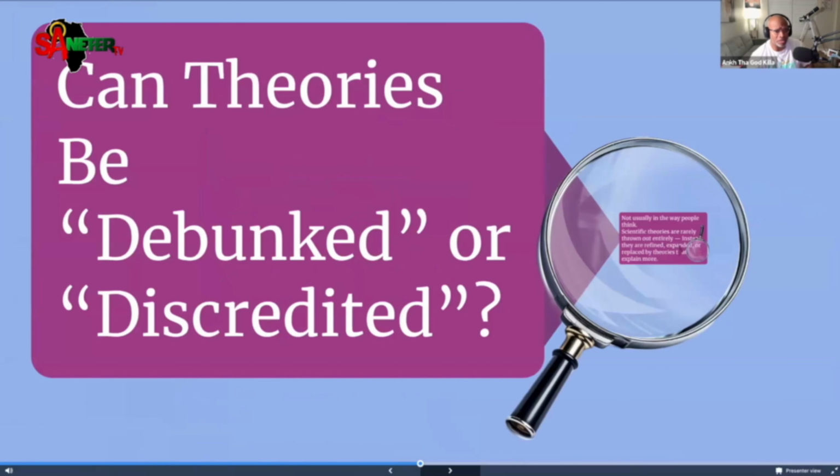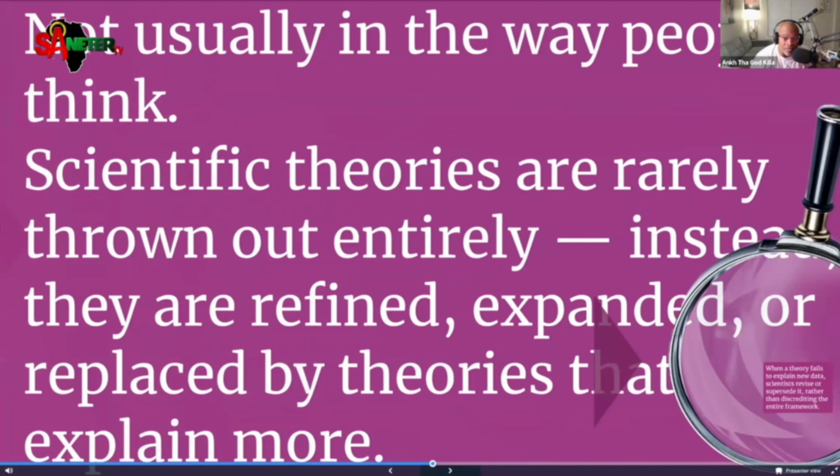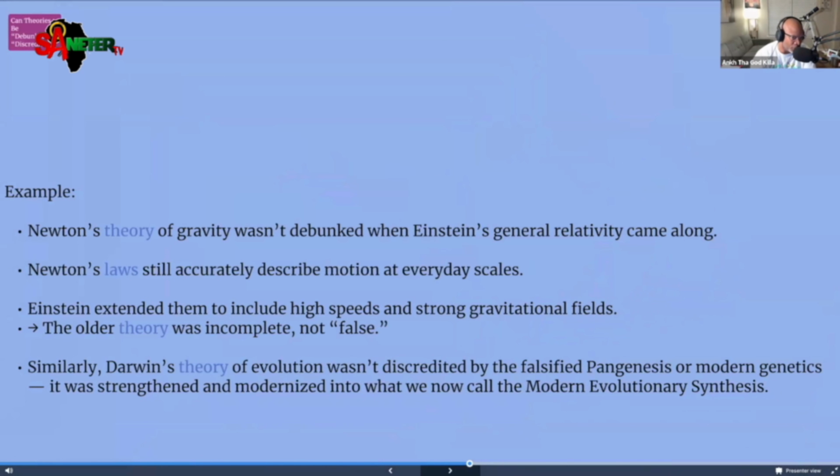Can theories be debunked or discredited? Not usually in the way people think. Instead, they are refined and expanded or replaced by theories that explain more. Example, Newton's theory of gravity was debunked when Einstein's general relativity came along. Newton's laws still accurately describe motion at every scale. Einstein's extended them to include high speeds and strong gravitational fields.